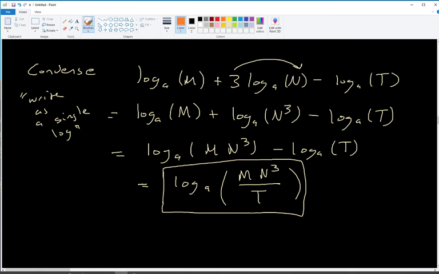Or sorry, this was 4.3. So that'll do it for section 4.3. 4.4 is really quick. So we'll stop there.